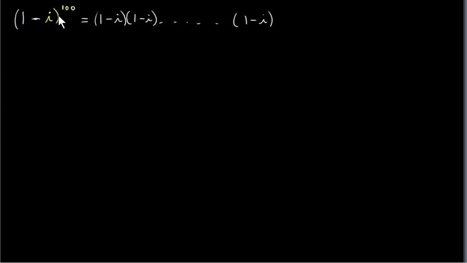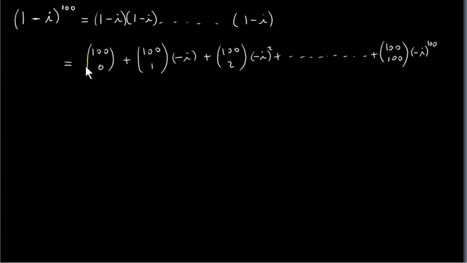Suppose we want to calculate (1 minus i) to the power of 100. Well, we could write out 1 minus i 100 times and do the multiplication. Another thing that we could do is use the binomial theorem.